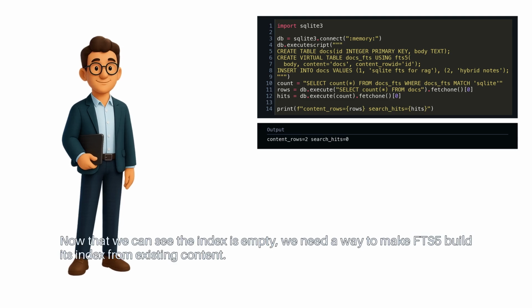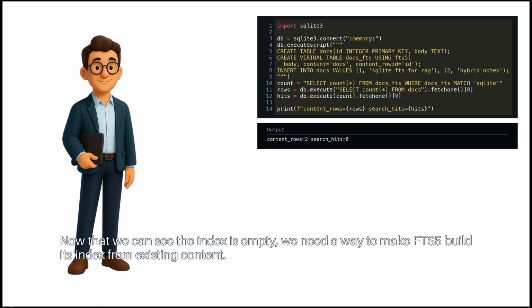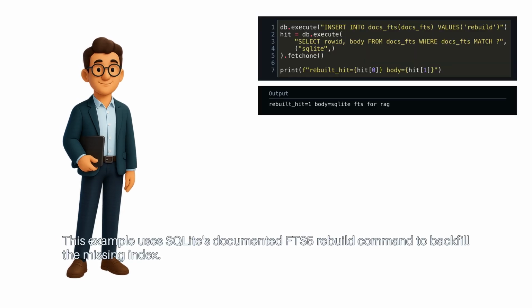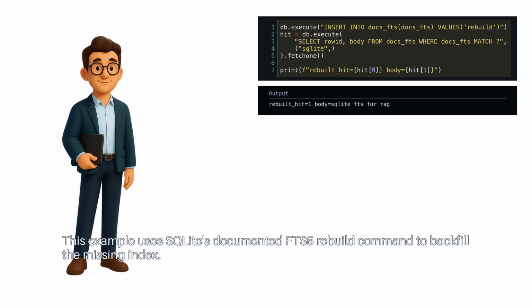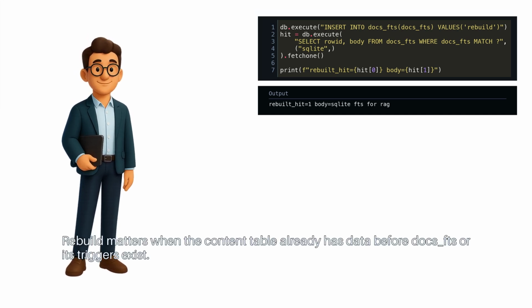Now that we can see the index is empty, we need a way to make FTS5 build its index from existing content. This example uses SQLite's documented FTS5 rebuild command to backfill the missing index. Rebuild matters when the content table already has data before docs_fts or its triggers exist.